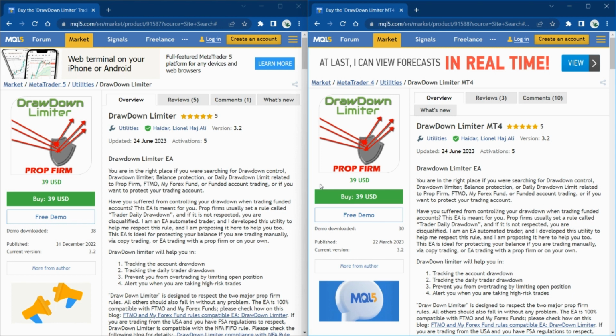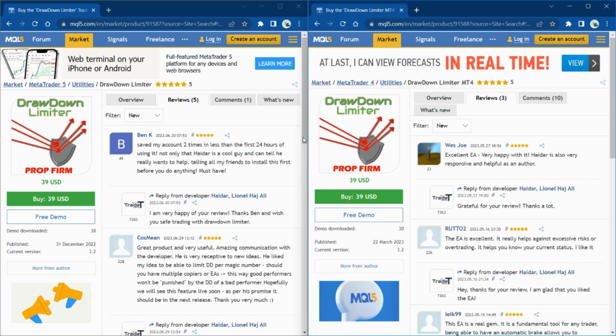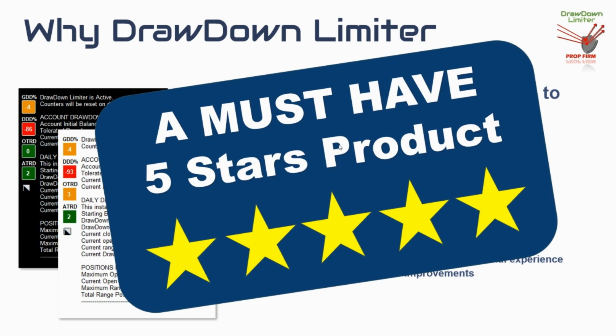DrawDown Limiter has 5 stars on MQL5. We have a lot of clients that are using it on real live accounts and real prop challenges. You can go and see the reviews there, in either the MT4 or MT5 version. It's really a must-have 5-star product inside your MetaTrader.